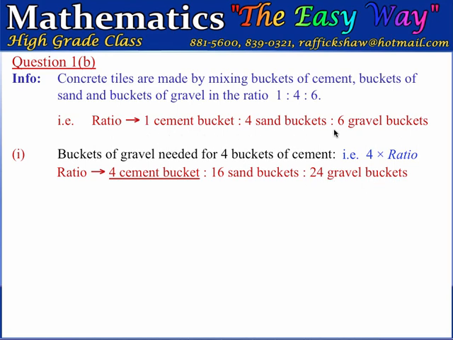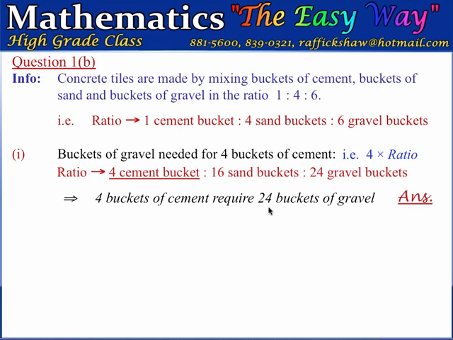That's it. We multiply this ratio by 4. 4 multiplied by 1 is 4. 4 multiplied by 4 is 16. And 6 multiplied by 4 is 24. And so when we have 4 buckets of cement, we will have 16 buckets of sand and 24 buckets of gravel. And so this is the answer. 4 buckets of cement require 24 buckets of gravel. And that's the answer for part 1.